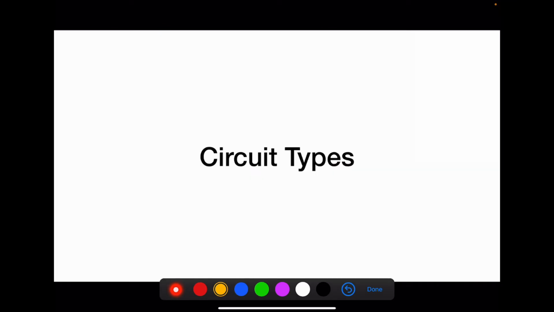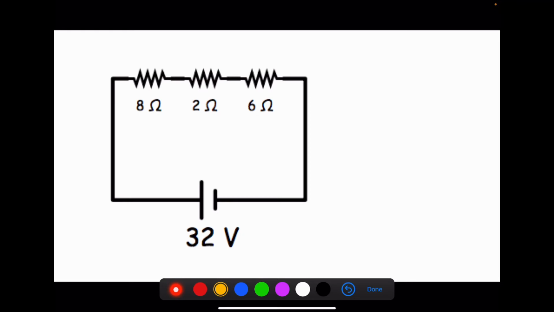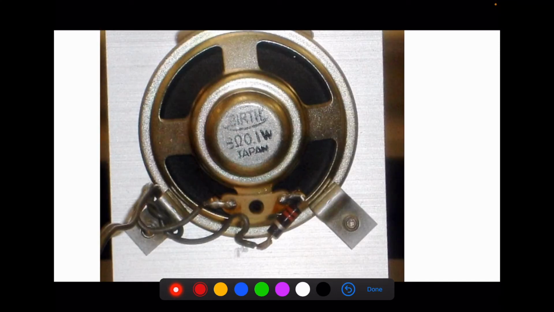Today I'd like to remind you of circuit types. So we have two main types, series circuits and parallel circuits. Hopefully you remember that a series circuit is a circuit in which there is only a single path for the electrons to follow as they move through the circuit. So every electron has to pass through resistor 1, resistor 2, and also resistor number 3.